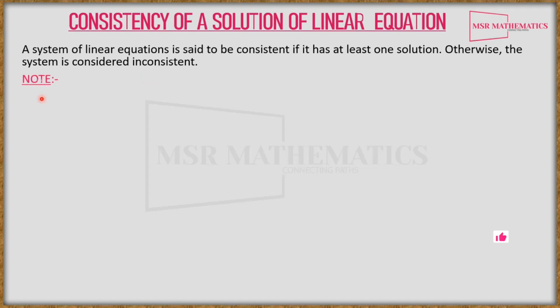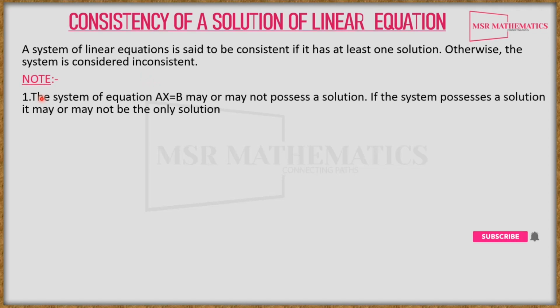We have a note on consistency of a linear system. The system of equations is written as Ax = b. Here A and b are matrices of coefficients, and x is the vector of unknowns. The system Ax = b may or may not possess a solution. If the system possesses a solution, it may or may not be the only solution.